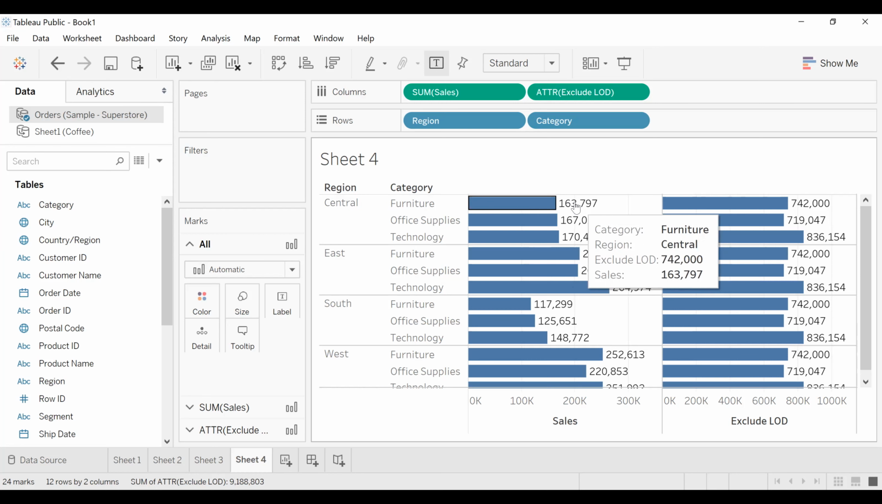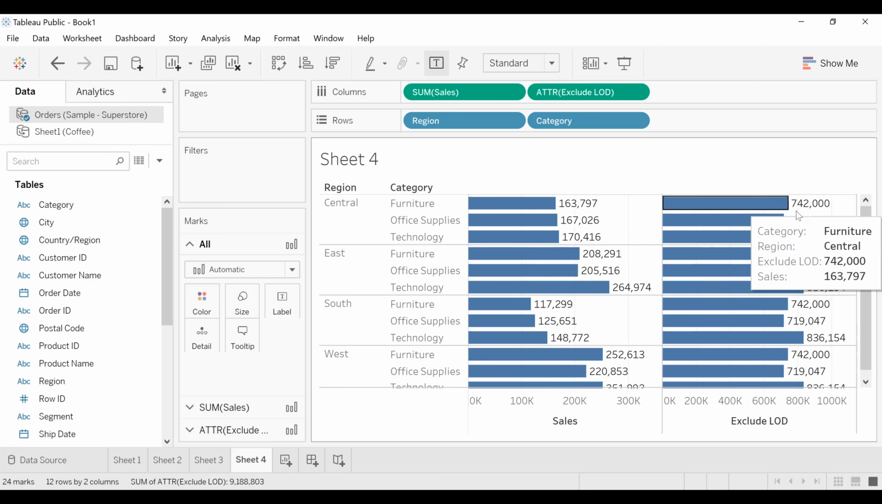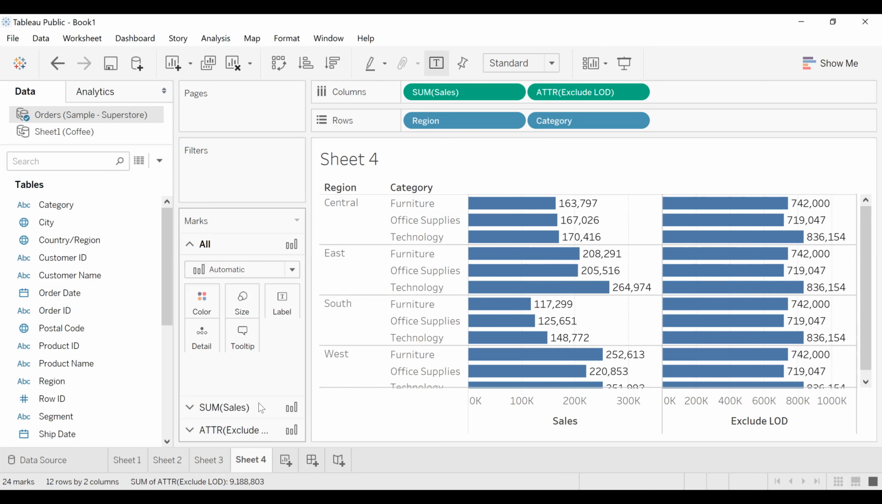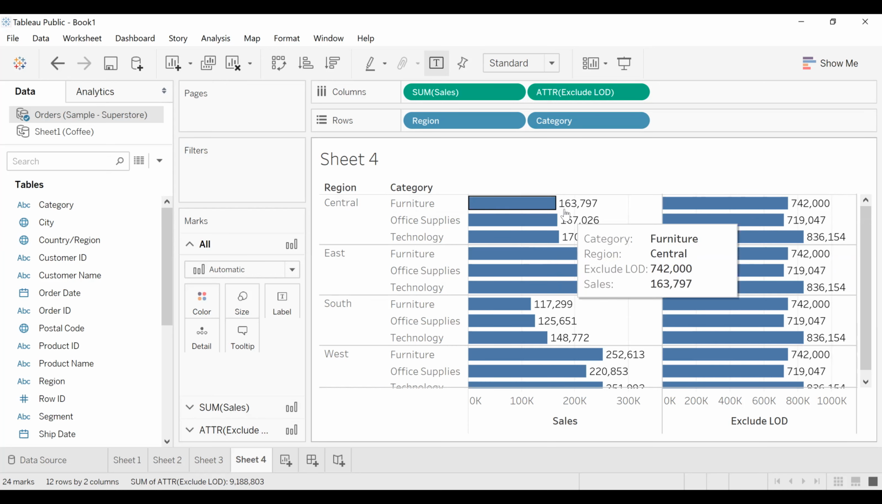So you just learned one value, furniture. The total value of furniture is 742,000. And for the central region, the furniture is 160,797. Let me open the Excel workbook again. I will show you how the summation is happening.